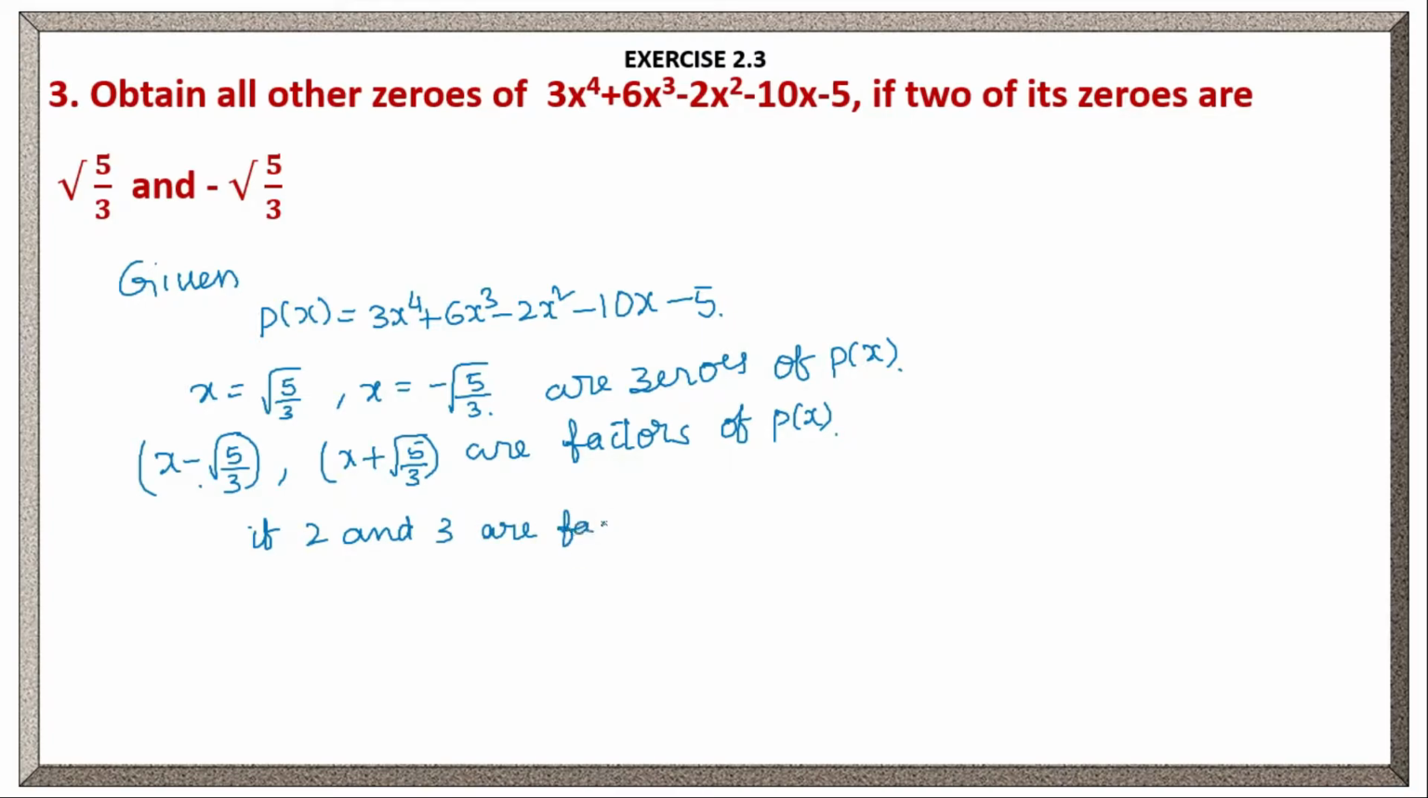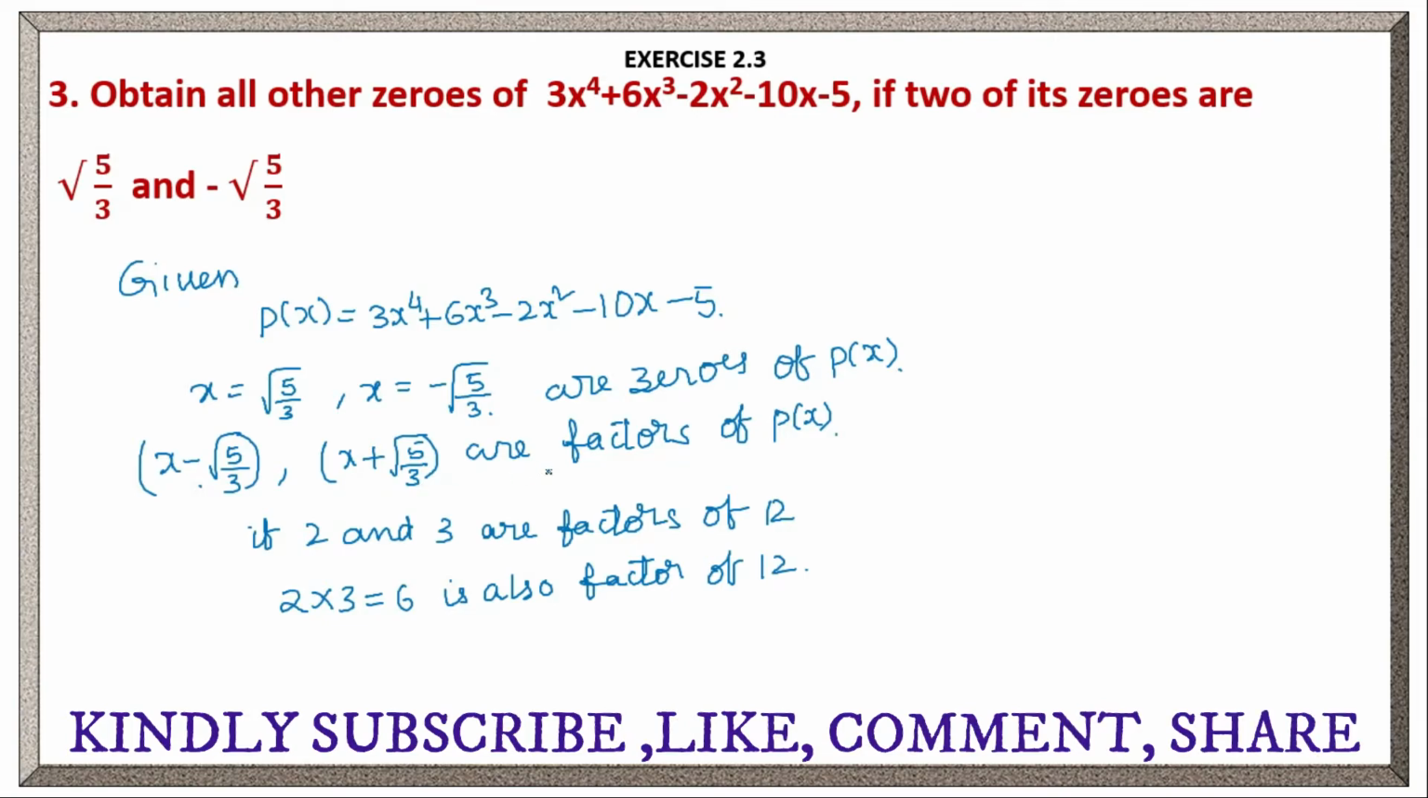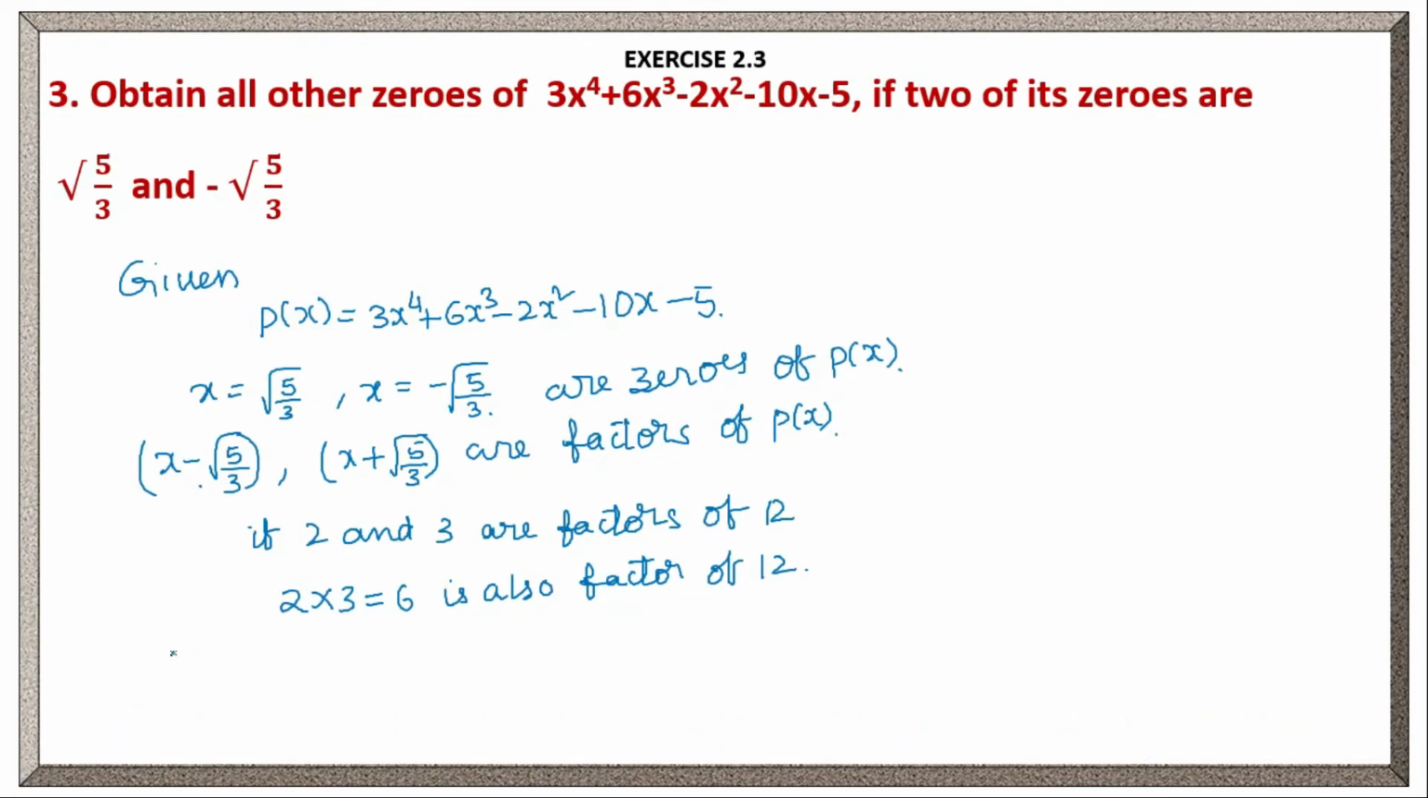If, for suppose, 2 and 3 are factors of 12, then 2 into 3 is also a factor of 12, right? 2 into 3 is 6, is also a factor of 12. Clear? 6 is a factor of 12 only or not? In the same way, here these two are the factors of p of x. Then their product also will be a factor of p of x, right?